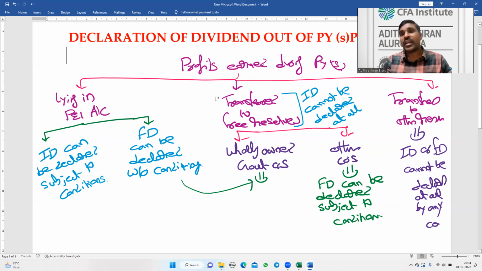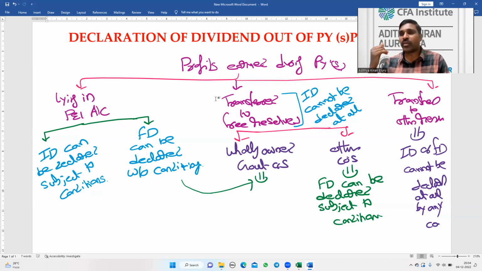Next, transferred to free reserves. If the previous year profits are transferred to free reserves, then we have to check whether it is a wholly owned government company or other companies. Remember, interim dividend cannot be declared. Interim dividend can be declared only out of profit and loss account, not out of free reserves. So when the previous year profits are transferred to free reserves, interim dividend cannot be declared at all.